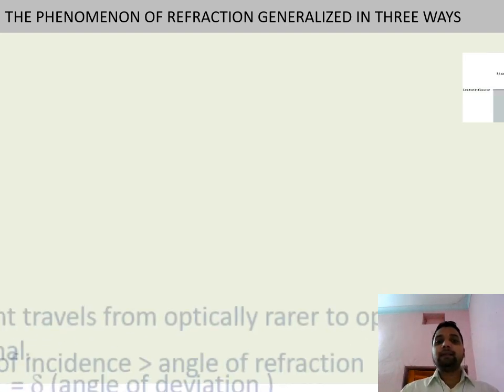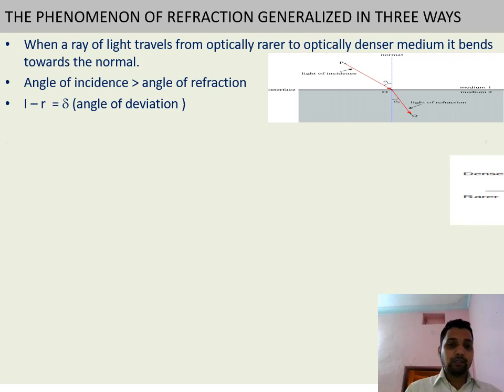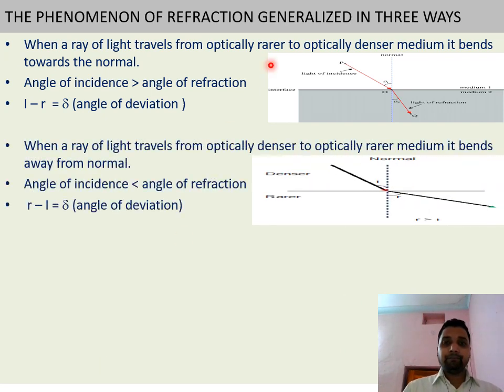So when light rays pass from one transparent medium, here you can see two words. One word is rarer, R-A-R-E-R, optically rarer. Rarer means the medium in which speed of light is more. The other is denser. Denser means the medium in which speed of light is less.